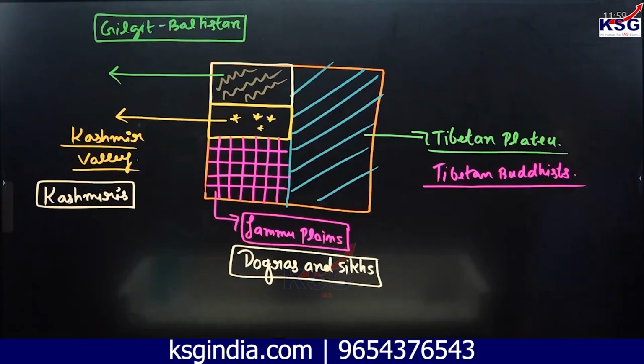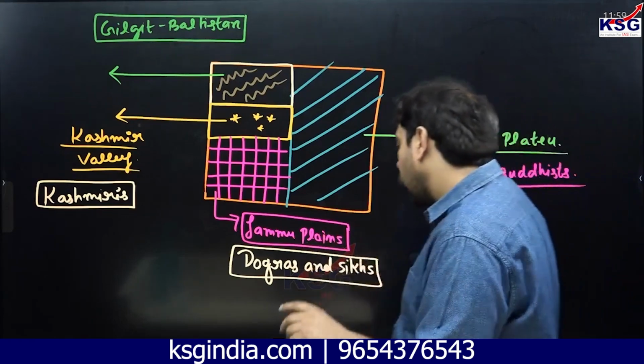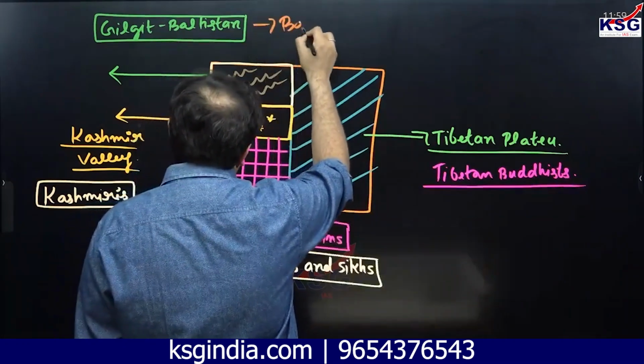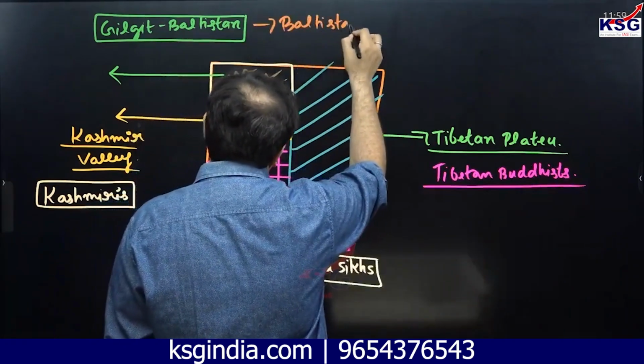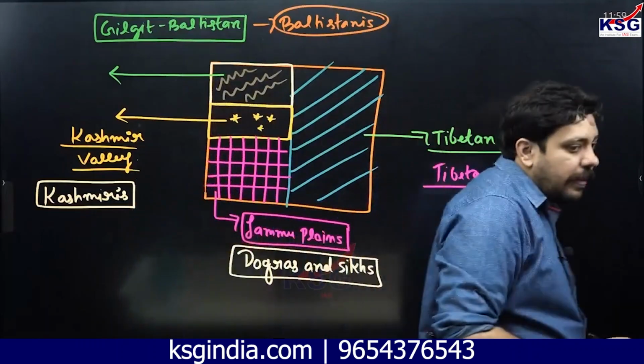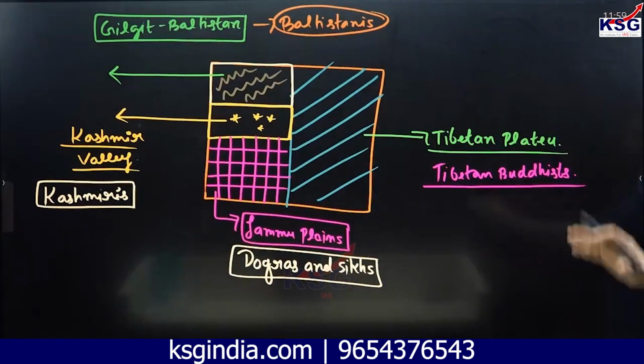You have the Tibetan Plateau, occupied mostly by the Tibetan Buddhists, which is what is known as Leh Ladakh. Then you have the Gilgit-Baltistan region, then the Kashmir Valley, and the Jammu Plains. This is how the geography of Kashmir can be categorized. The local population of this region are known as the Baltistanis, named after the ethnic population present in the Gilgit-Baltistan region.